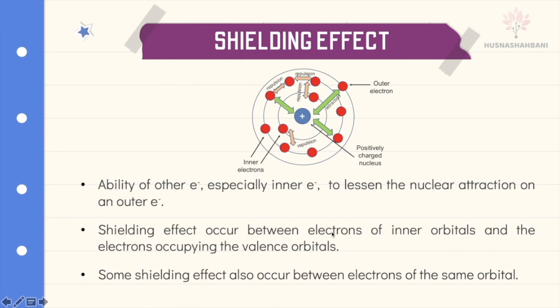It occurs between electrons of the inner orbitals, n equal to 1 and n equal to 2, and the valence shell, n equal to 3. Shielding effect occurs between electrons of inner orbitals and the electrons occupying the valence orbital. Some shielding effect also occurs between electrons of the same orbital, because electrons repel each other. So this is what we call shielding effect as well.